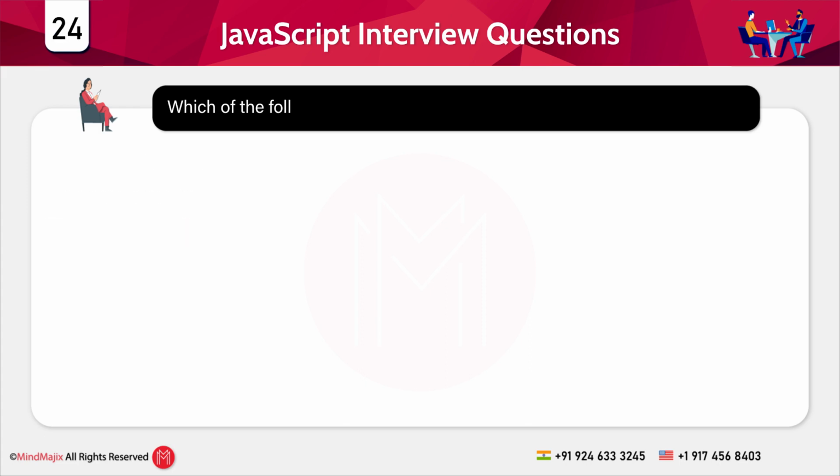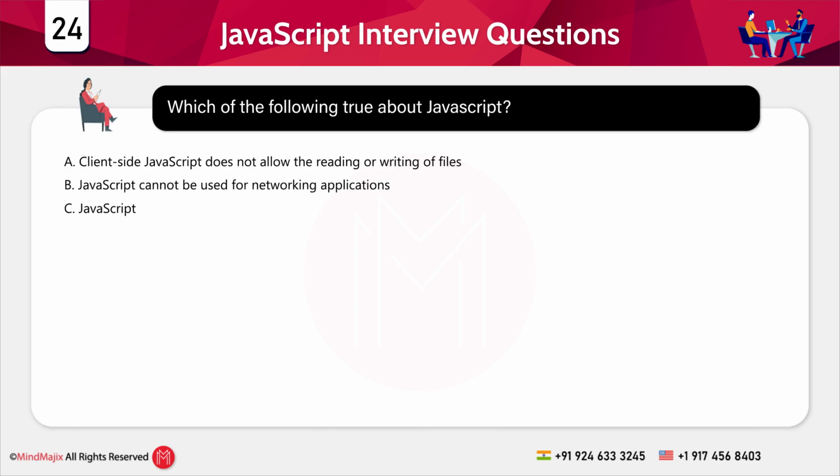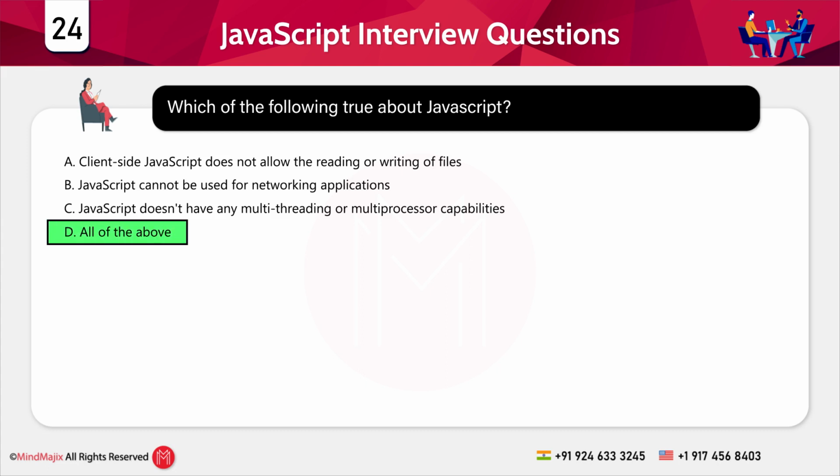Which of the following is true about JavaScript? A. Client side JavaScript does not allow the reading or writing of files. B. JavaScript cannot be used for networking applications. C. JavaScript doesn't have any multi-threading or multiprocessor capabilities. D. All of the above. Which is true? So the answer is D. All of the above are true.